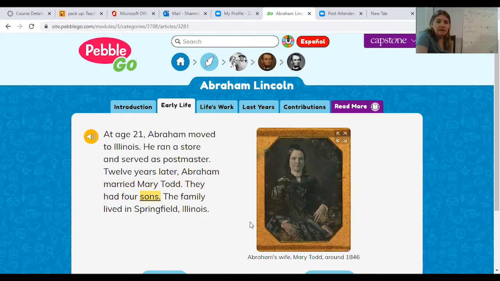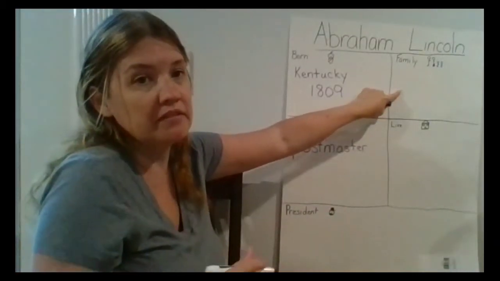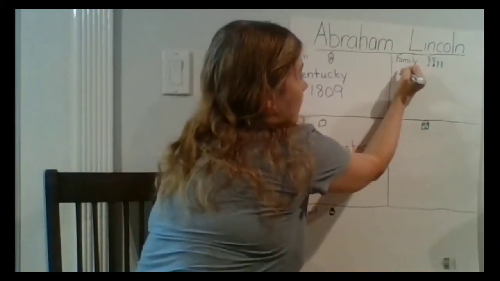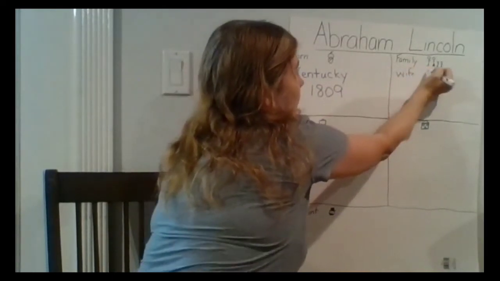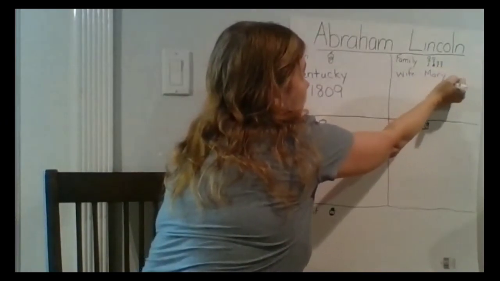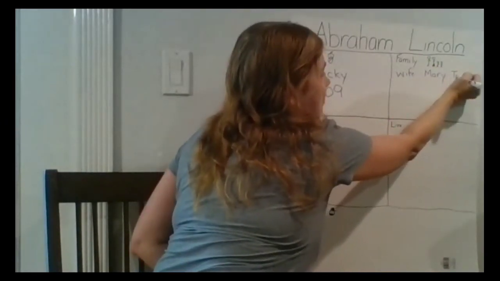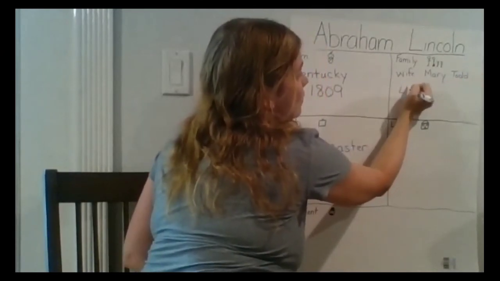Oh, does that talk about his family? I think it did. Let's go back. Here was our family. His wife was Mary Todd. And they had how many sons? That's right, he had 4 sons.